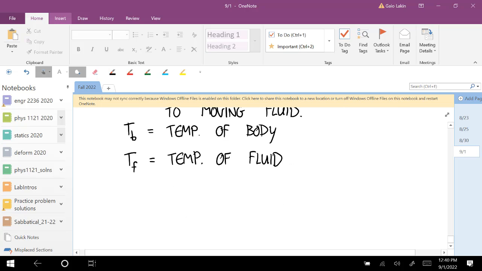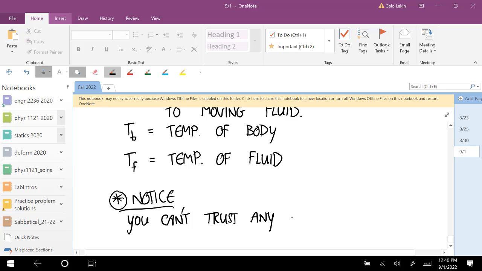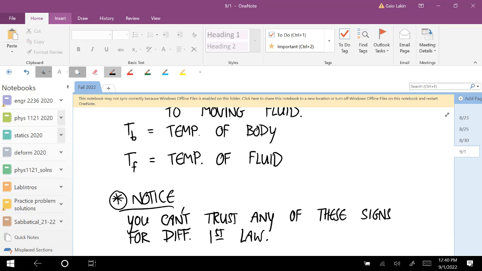Okay, so notice, this is important. I've already said it twice, but you can't trust any of these signs for the differential first law. So you're just going to use these equations to get a magnitude, and then you have to think about the direction that heat is flowing.